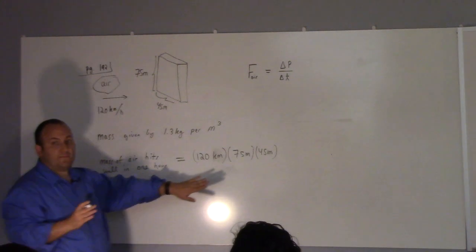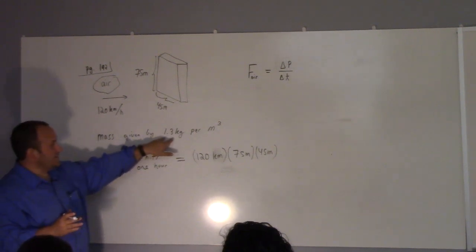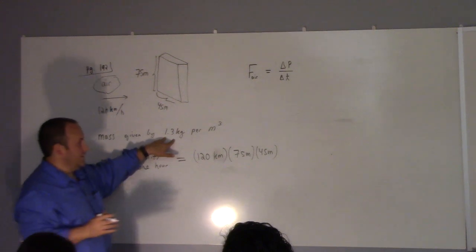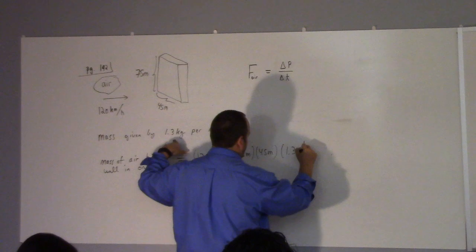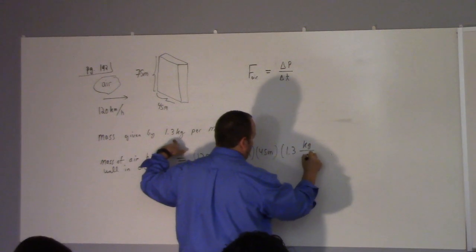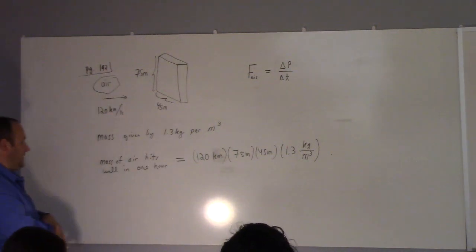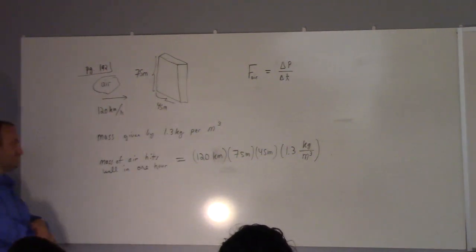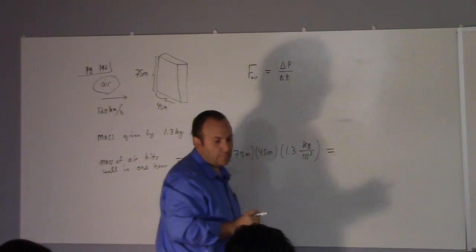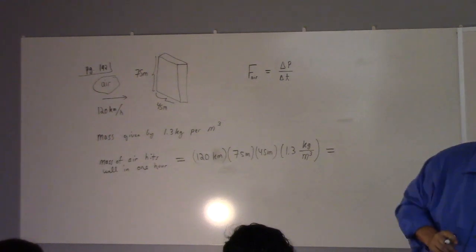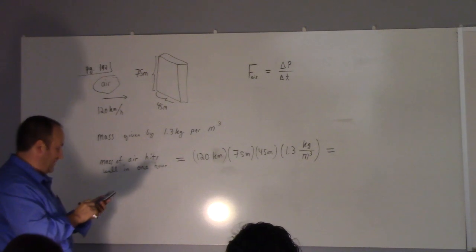Then how do I get the mass? I multiply by the density. What's the density? Density is kilograms per cubic meter. So I multiply this by 1.3 kilograms per cubic meter. You notice what happens. That's the density. The meters cubed cancel, and that gives us the mass of air that hits the wall in an hour. Admittedly, an hour is kind of a silly time to use, but it's convenient for the calculation.